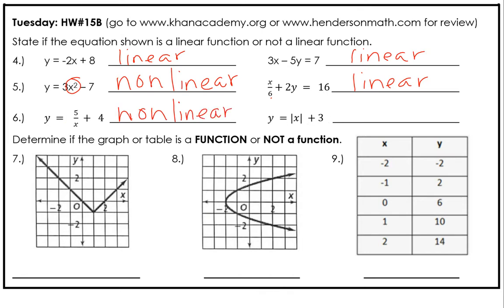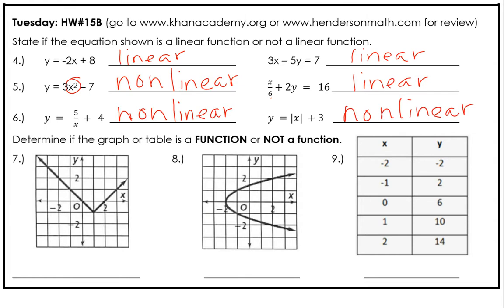And now for this one. This one's a little confusing, so I'm glad it's on here. You see these absolute value bars? Okay, those are not allowed. Kind of like powers are not allowed. So absolute value bars are not allowed. Square root signs are not allowed. So this one is non-linear.